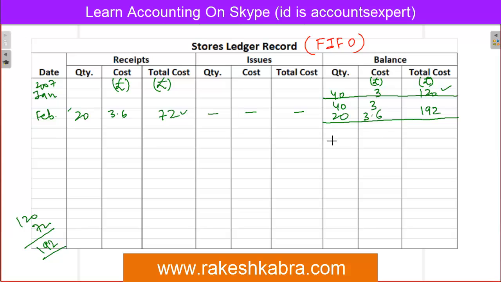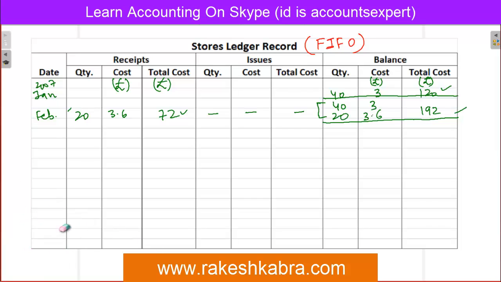So now I can say that in the month of February I have a total of 60 units. Get my point? And the value of these 60 units is 192. If anybody asks me the status of stock at the end of the month of February, I will say that I have 60 units in the store and the value is 192. Got it? Now see next.